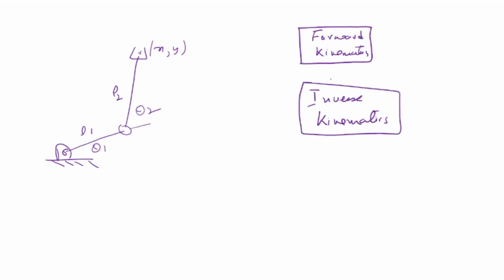Okay. Now, what is forward kinematics? If I give the input as theta 1 and theta 2, the joint angles, and the link lengths L1 and L2 are already known, then I need to find out what x and y are.